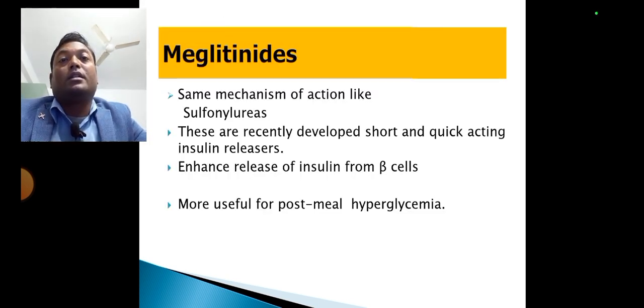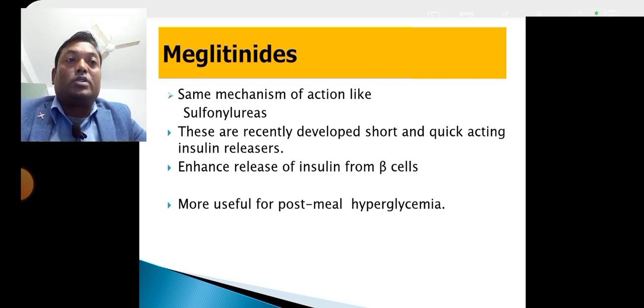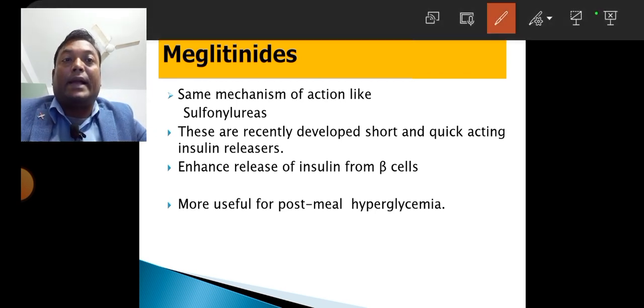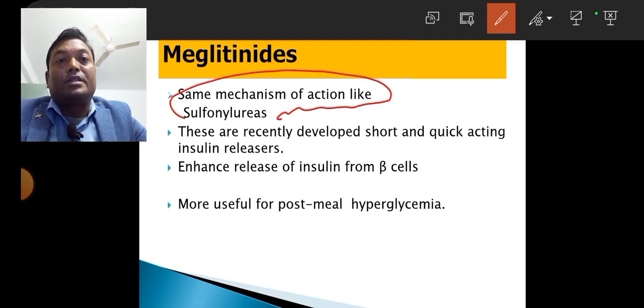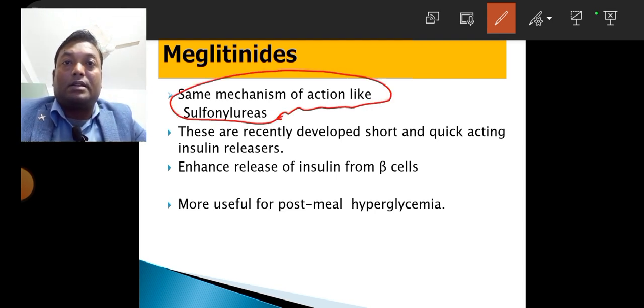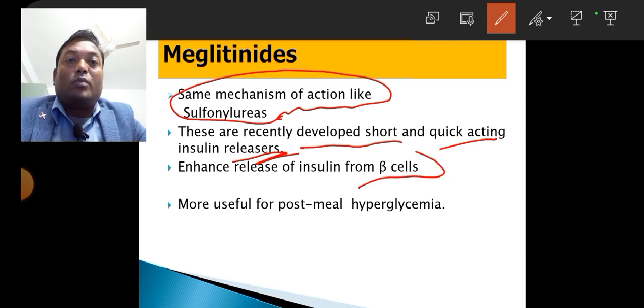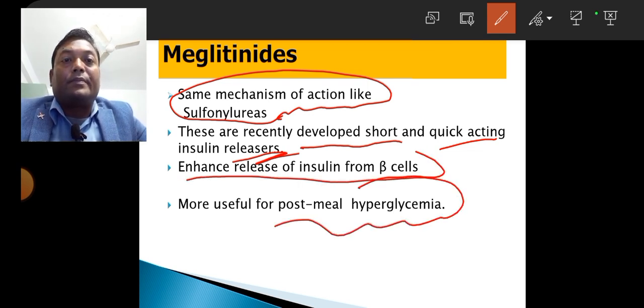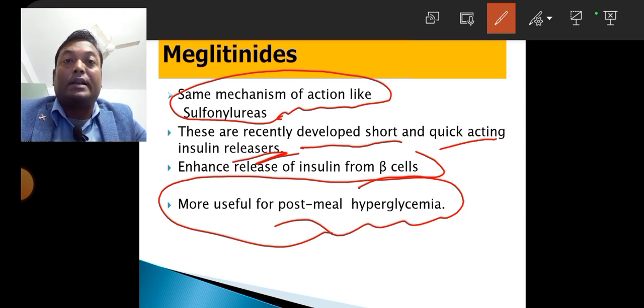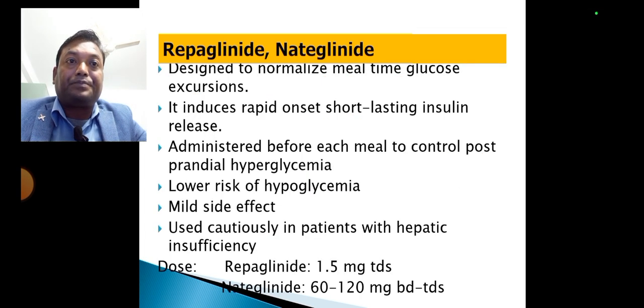Meglitinides are another important class of drugs which enhance insulin secretion. The mechanism of action is the same as sulfonylureas; they also enhance insulin secretion. These are recently developed short and quick-acting insulin releasers that enhance insulin release from beta cells, more useful for post-meal hyperglycemia. For patients with postprandial or post-meal hyperglycemia, meglitinides are very good drugs. The drugs are repaglinide and nateglinide.